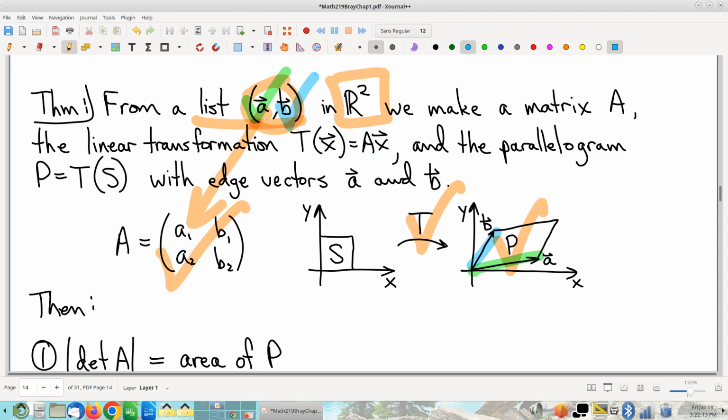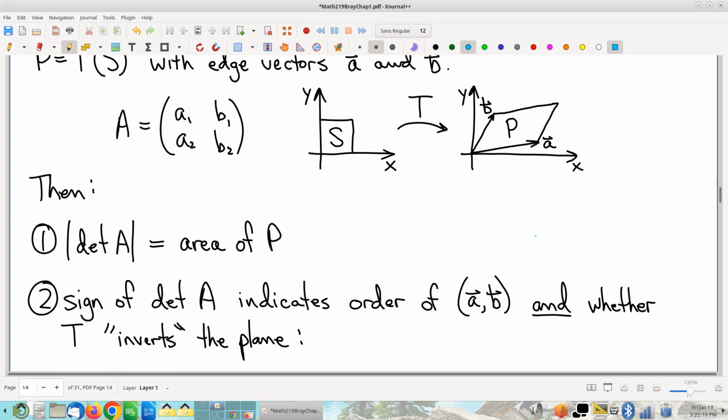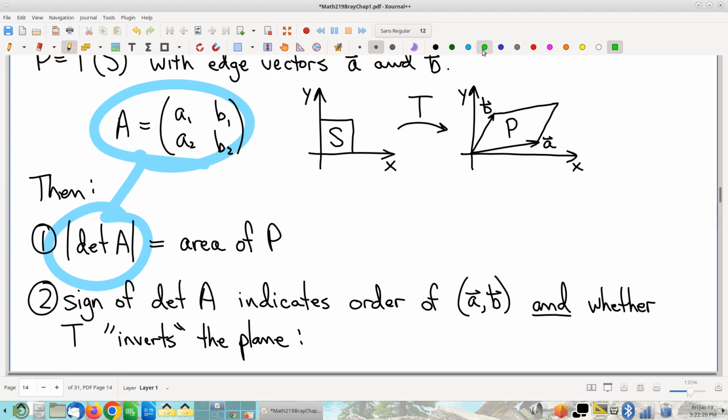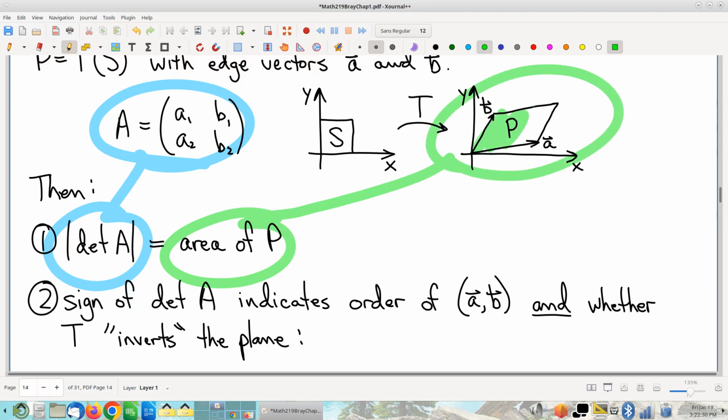The statement is about what the determinant relates to in these pictures. In particular, we pointed out that the determinant of this matrix, absolute value, will always give you the area of this parallelogram. And again, shocking fact, because algebraic thing on the left, geometric thing on the right, where'd the trig go, where'd the square roots go? It's very, very surprising.